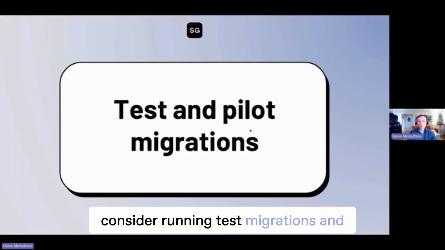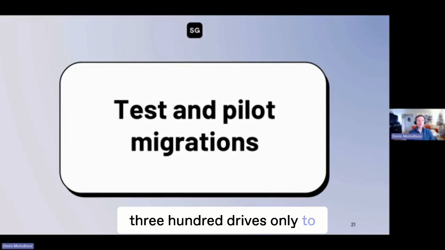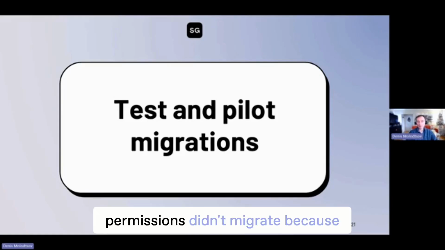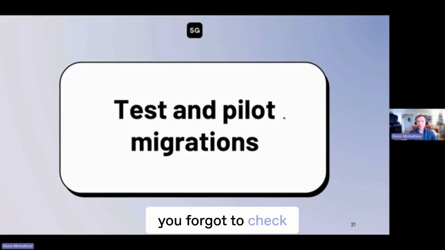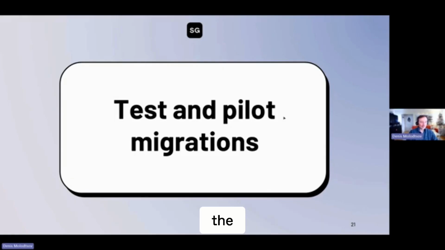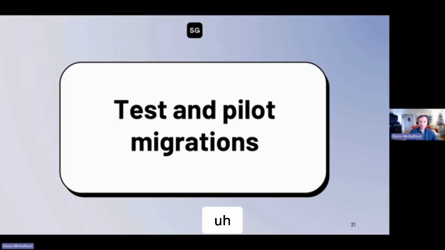Consider running test migrations, and these are important because you don't want to run a migration against 300 drives only to see a nasty surprise that maybe permissions didn't migrate because you forgot to check a checkbox to move permissions, or maybe you forgot to pre-create OneDrives, or there could be all sorts of things you want to test before you even start. So do a test migration.